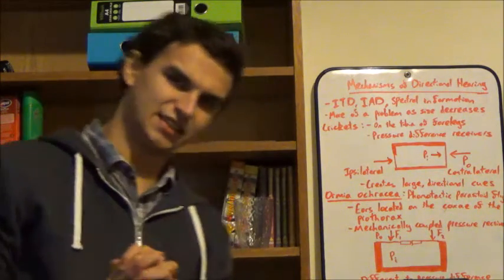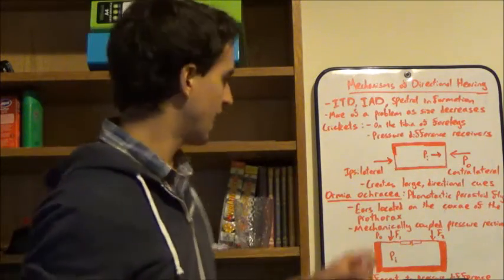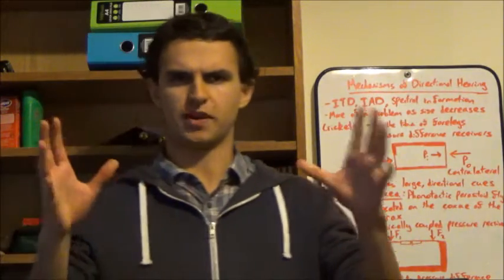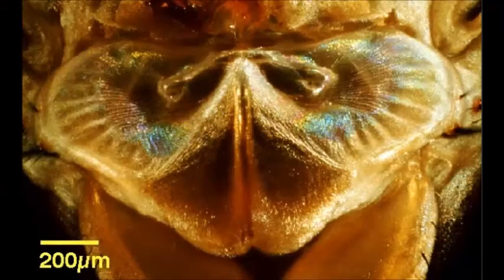But how exactly are they doing that though? Well, they have ears located on the coccyx of the prothorax, right? And I'll show you a picture of them now. Let's see a picture of them.